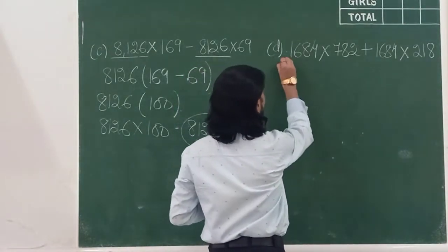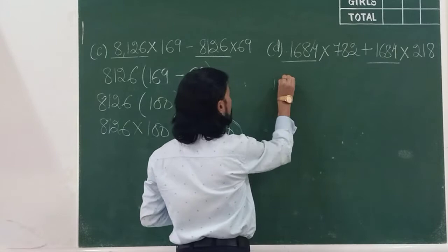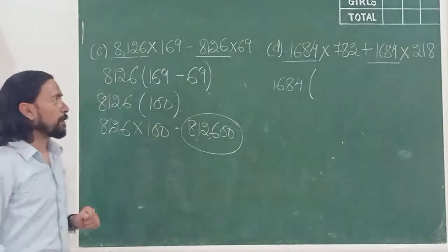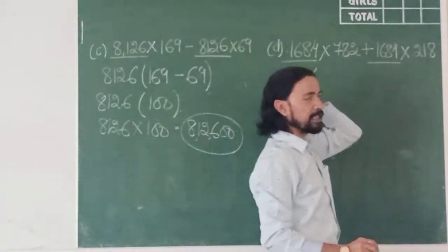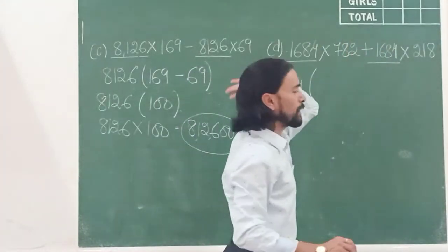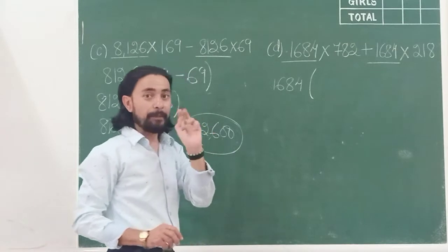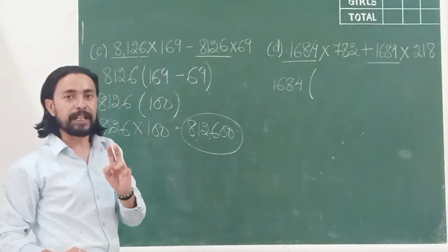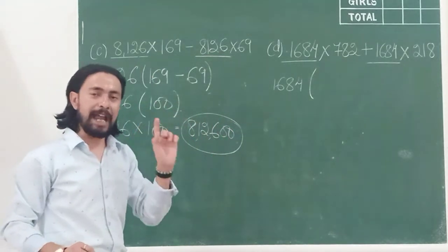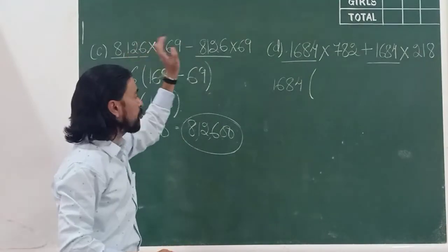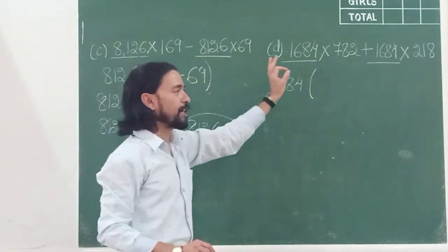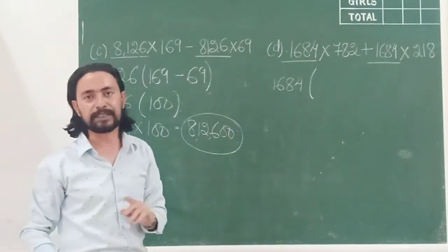Now what's common here? 1684, 1684. So I take 1684 outside the bracket. And I open a bracket. What are the remaining numbers? 782 and 218. And an addition sign is in between. So 782 has to be added to 218. Remember what I told you? Whatever the remaining numbers, they have to be put in the bracket along with the operation that is in between them. They have to be added or subtracted. So you have to put the addition sign or subtraction sign for the remaining two numbers that are left.